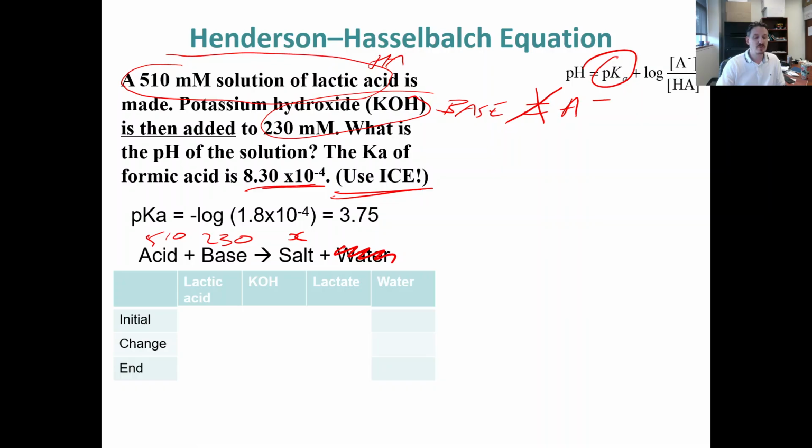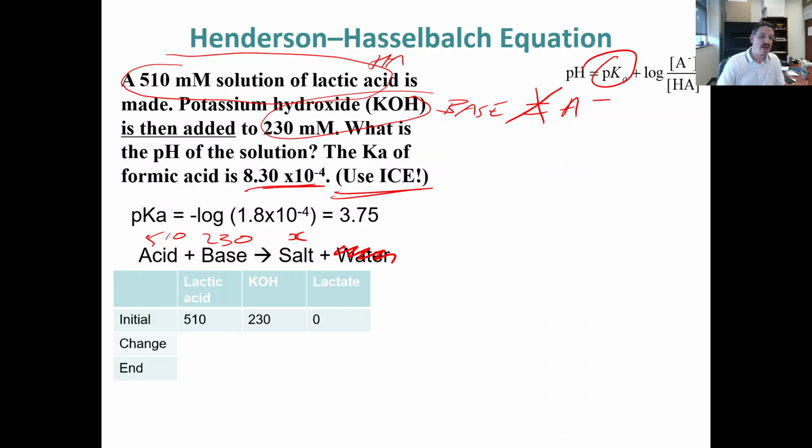So we can construct our table. We don't care about the water. We'll put an initial. So this is before anything has reacted. We have 510 millimolar lactic acid, 230 millimolar of KOH, but we haven't produced any of the lactate ion yet. Nothing has happened yet. This is the beginning before that occurs.